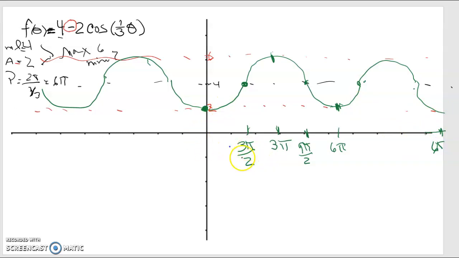Let's go backwards. All we have to do is reflect these numbers. That means when we're at the midline, we're at negative 3 pi over 2. We'll be at a max when we're at 3 pi, 9 pi, negative 9 pi over 2, and 6 pi. Let's try a couple more.